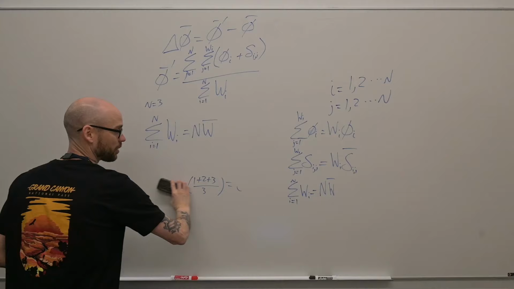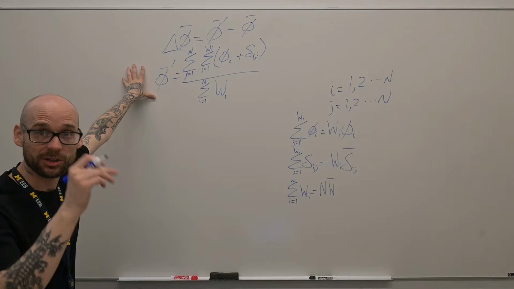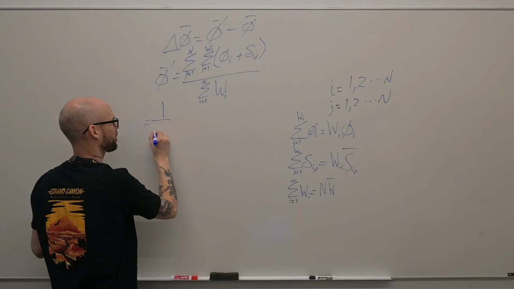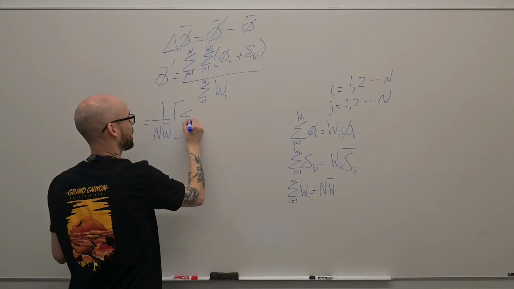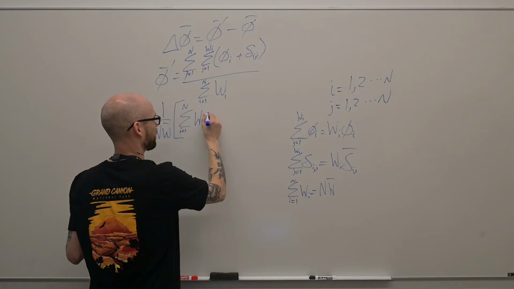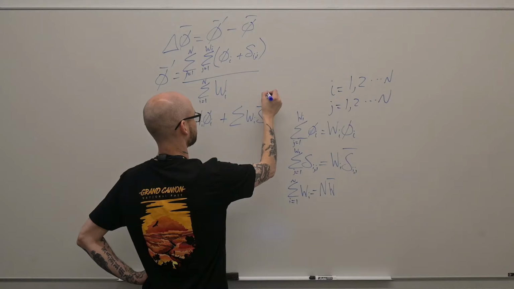Okay? All right, now let's see how that impacts our expression. Let's see how it simplifies this beast into something that is going to look a little bit more manageable. So all this, now that we've done this, is equal to 1 over n w bar, bear with me, multiplied by the sum from i equals 1 to n of w sub i phi sub i plus the sum of w sub i delta bar sub ij. Okay? That's the new expression that we just simplified.